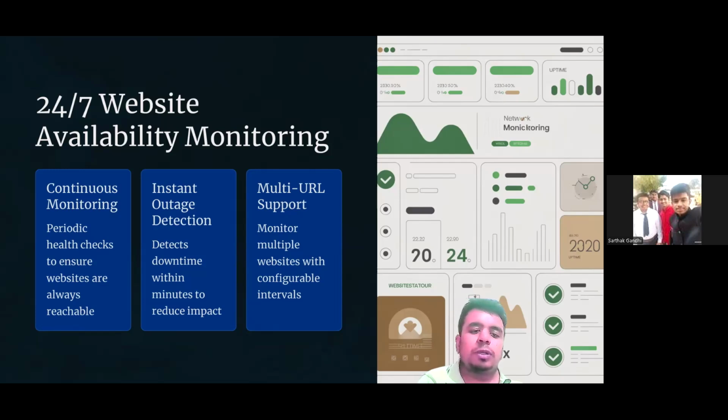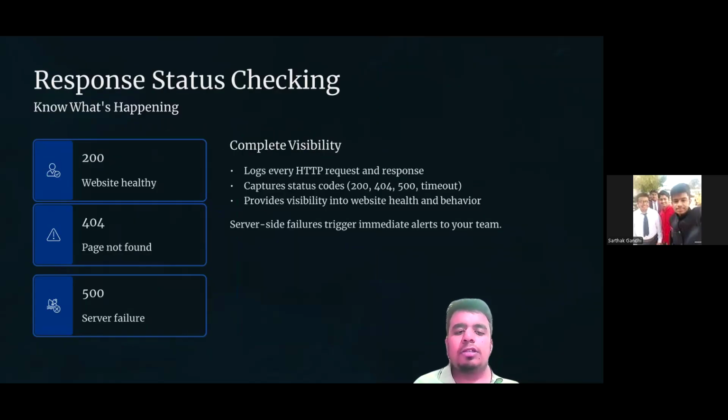Now, the 24 by 7 website availability monitoring is explained in a bit more detail with the help of a picture, which is clearly visible here, right? Now next is the response status. How does a response occur?